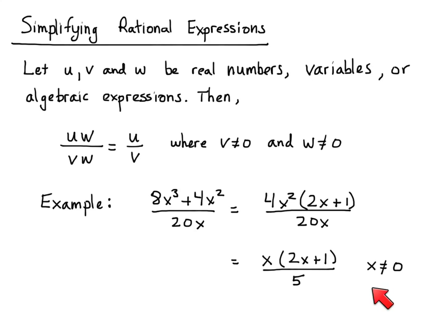We have to say this because this is only equal to what I started with when x doesn't equal 0. They're the same in all other values, but we have to say on the second one that x can't be 0, even though 0 evaluates to a perfectly good number here. We say 0 times 2, 0 plus 1, that's going to be 0 over 5. 0 is a perfectly good number, but the value of this expression has to be undefined because we had that original domain restriction.